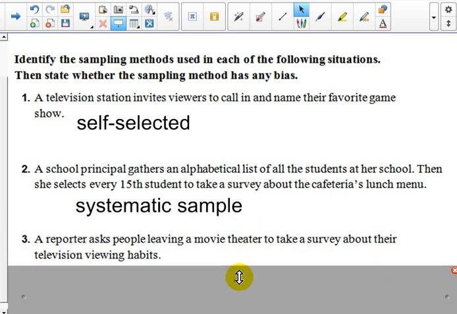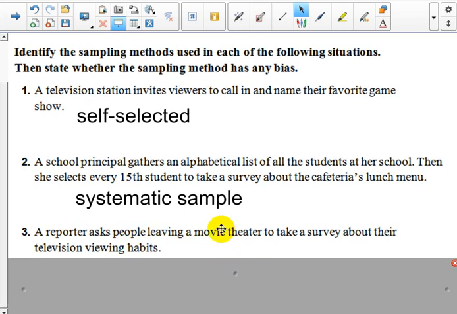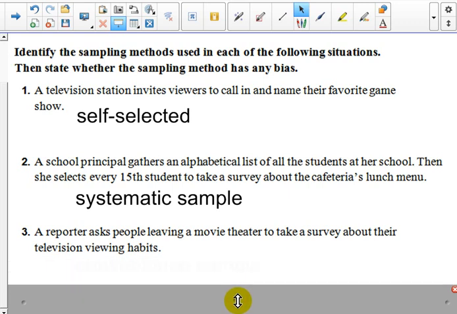All right, number 3, a reporter asks people leaving a movie theater to take a survey about their television viewing habits. So what kind of sample is this? Convenience. And would it have bias? It could, because they're asking people how they view television. And of course, all the moviegoers are going to love movies. They're there watching movies, so it would have some bias, because people who don't like movies are not going to be represented.